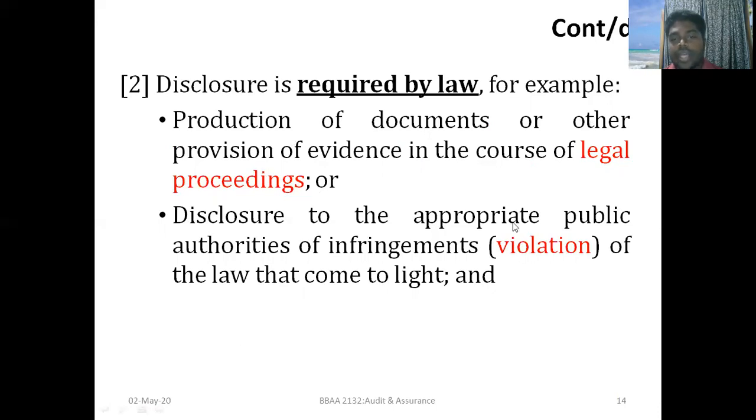Otherwise, there is disclosure to the appropriate public authorities of infringement or violation of the law that comes to light. Sometimes public authorities file cases against a particular client company. At that time also, the law requires the client company's auditor to disclose the client information. So at that time, the auditor can disclose the information.